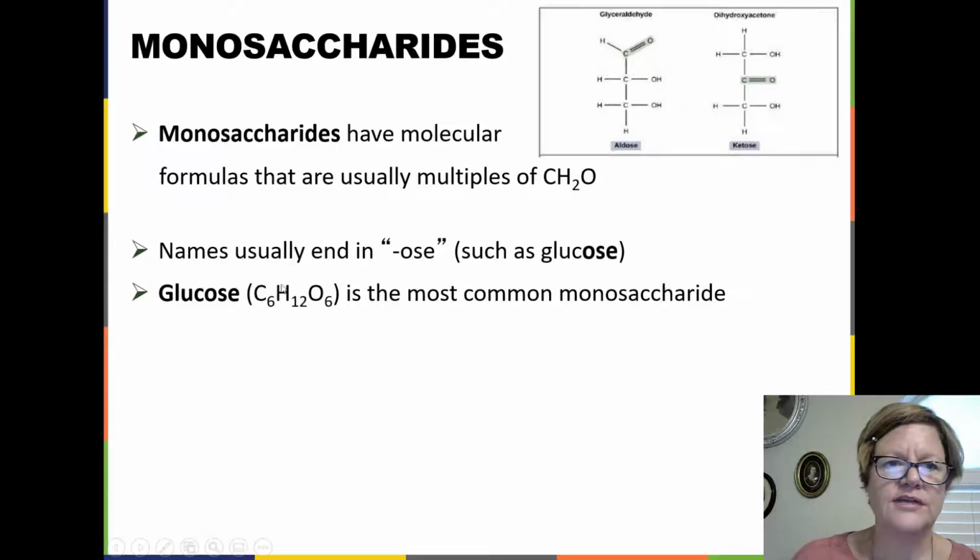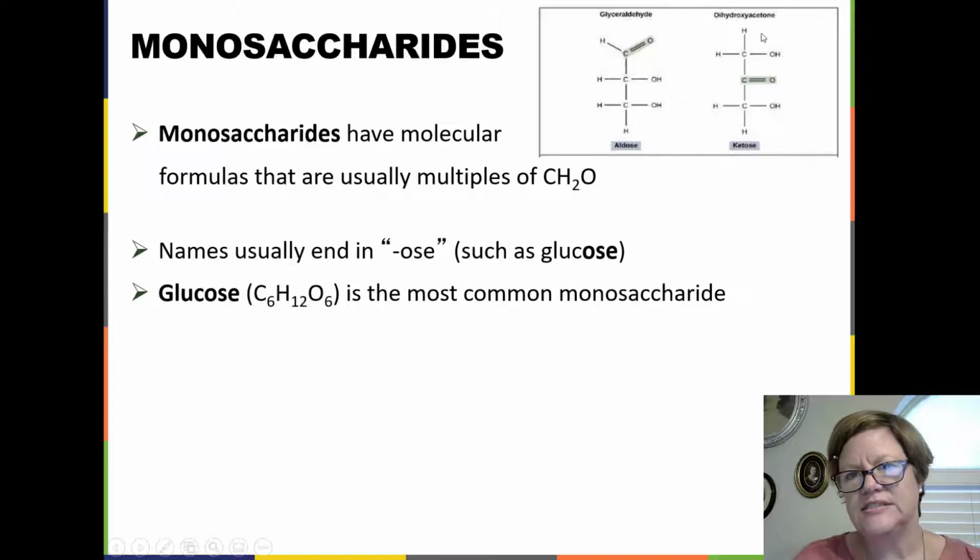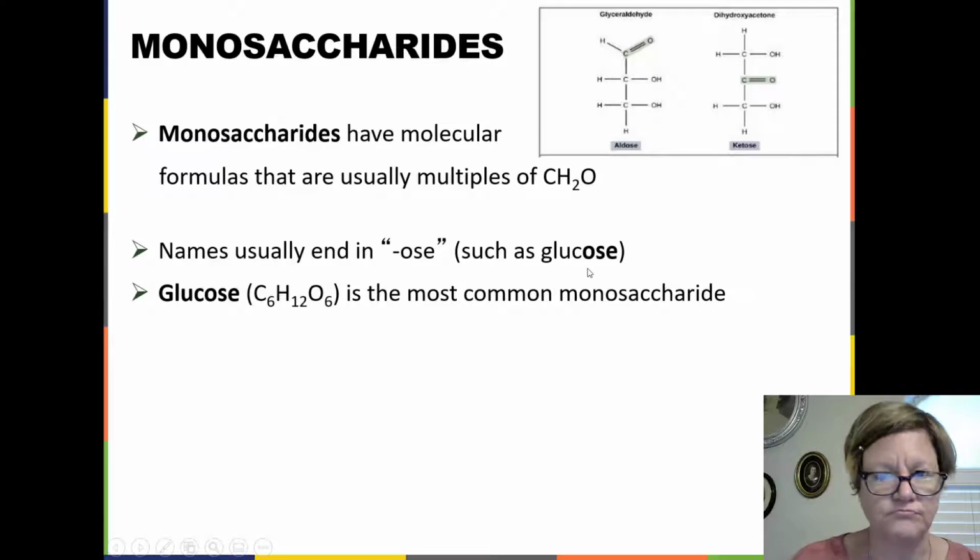The names of monosaccharides usually end in the letters OSE. So you have glucose, but in some cases you don't. What's kind of funny is the examples on this page don't necessarily follow that rule. But all the ones that we're going to look at in a significant way that are monosaccharides are going to end in OSE. So that's a hint: anything that does end in OSE is a simple sugar.